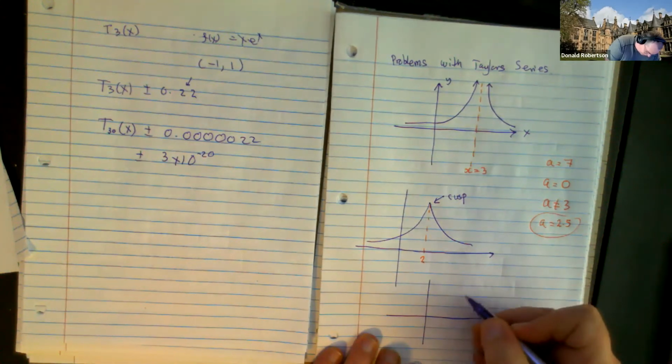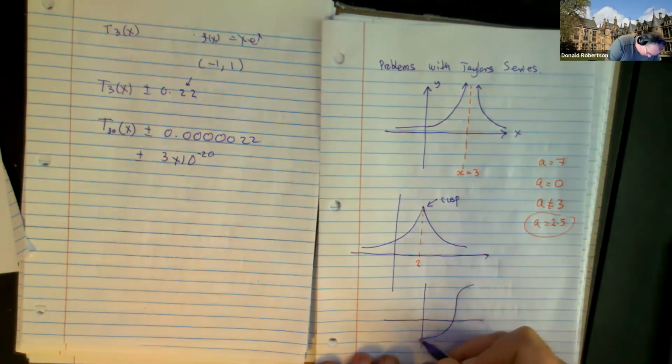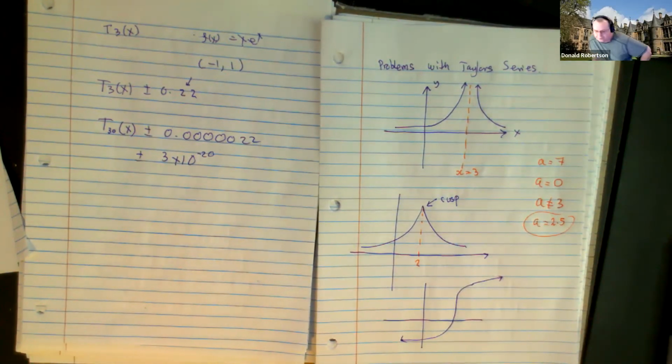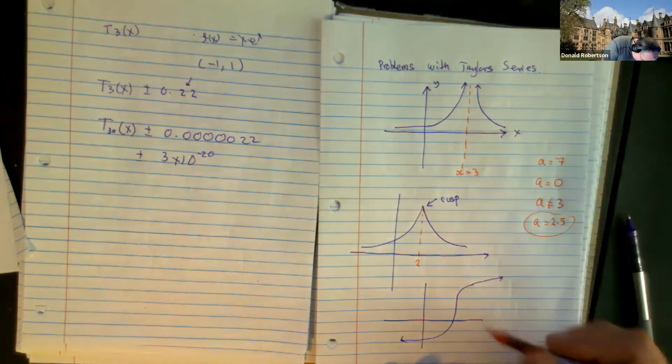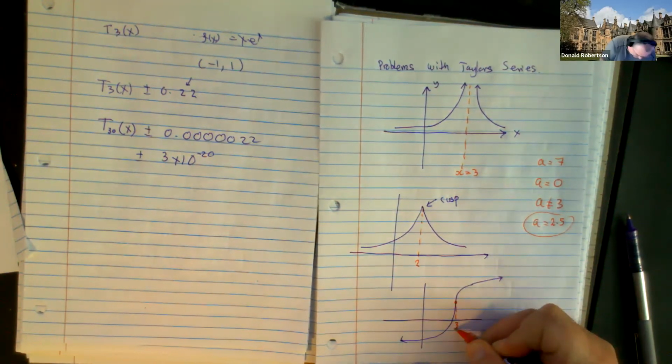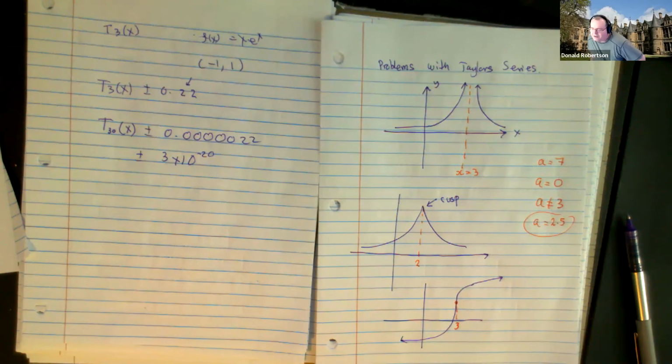Here is the third and final horrible thing that you want to keep away from. Functions that look like that. Now, I don't know how well I've drawn it, but that guy there has an x coordinate of 3. Why do you want to keep away from x equals 3 when you do your power series or your Taylor's or Maclaurin series for a function that looks like that?